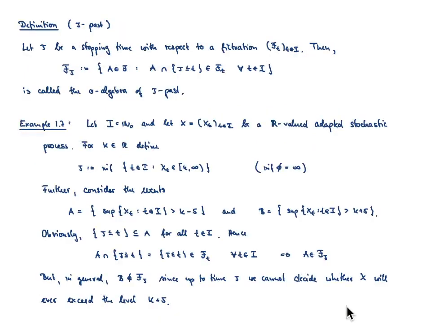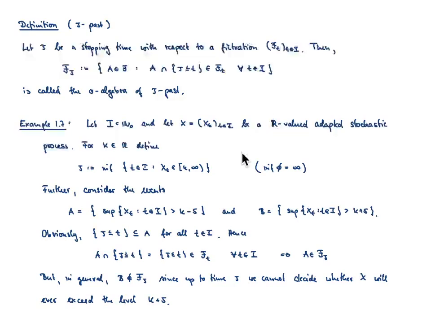Well, let us give a name to that sigma algebra F tau. This sigma algebra F tau is simply called the sigma algebra of the tau past, where tau is a stopping time with respect to a given filtration Ft.